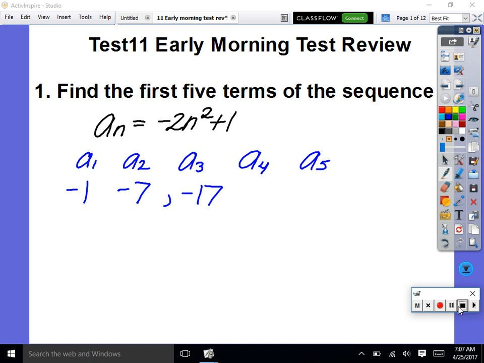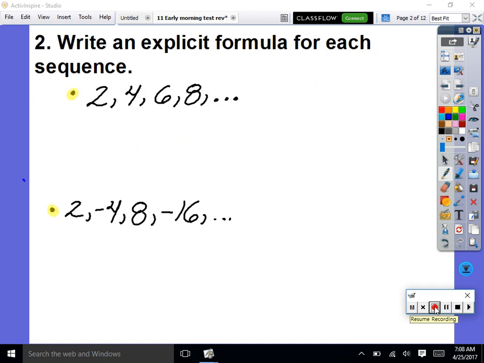Okay. Second part of the test says write an explicit formula for each sequence. You have to decide, is it arithmetic or geometric? So this one is arithmetic, and then you'll have the formulas.